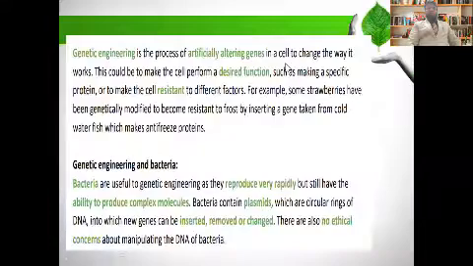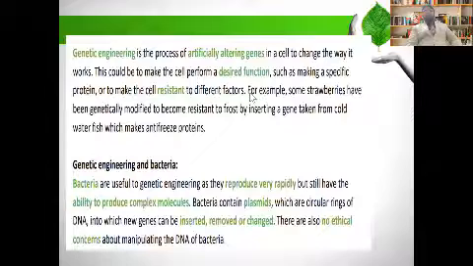Now, firstly, we are going to discuss what genetic engineering is. Genetic engineering is the process of artificially altering genes in a cell to change the way it works. This could be to make the cell perform a desired function, such as making a specific protein, or to make the cell resistant to different factors.